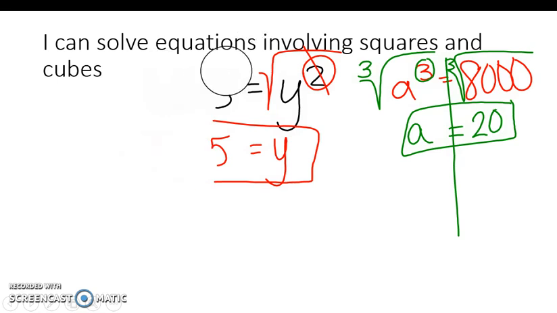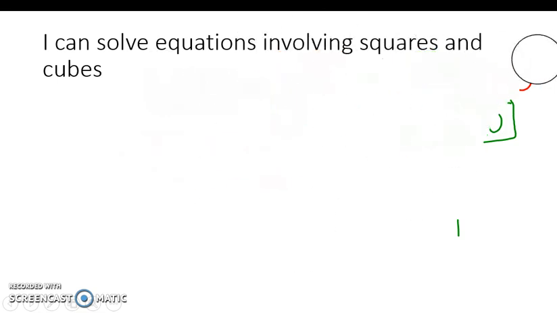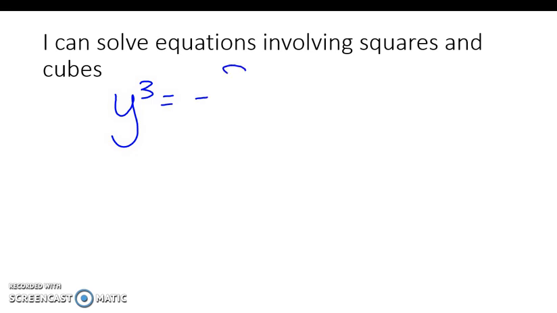I'll do 2 more with you before I get you to practice. I'm going to put both of them up here. I suggest that you pause it and see if you can do them on your own.